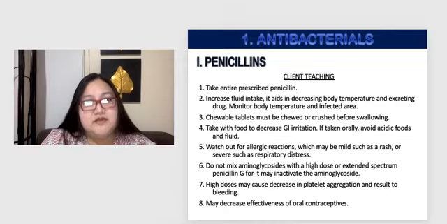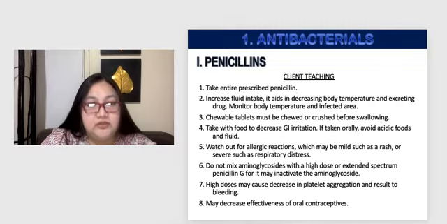Alright? As a summary sa client teaching, you have to finish the entire prescribed penicillin, even if you are feeling well already. Pero ang gamot o ang antibiotic o ang penicillin ay kailangan tapusin ng 7 araw. You have to finish it in 7 days. Sometimes, antibiotics may need to be given until 14 days.